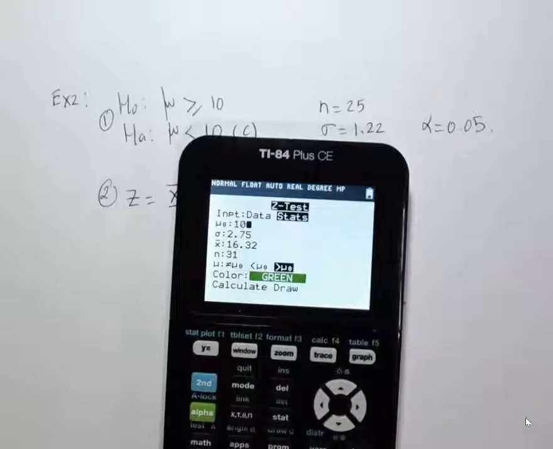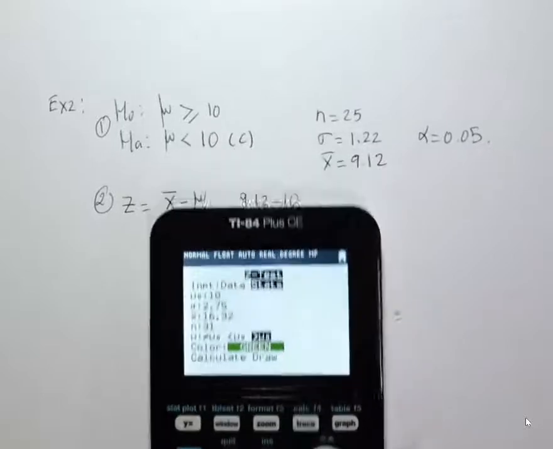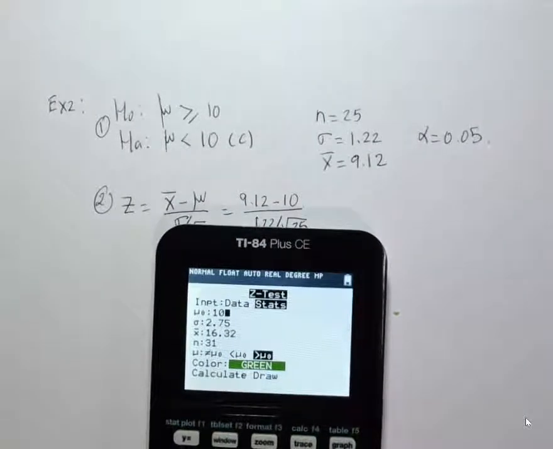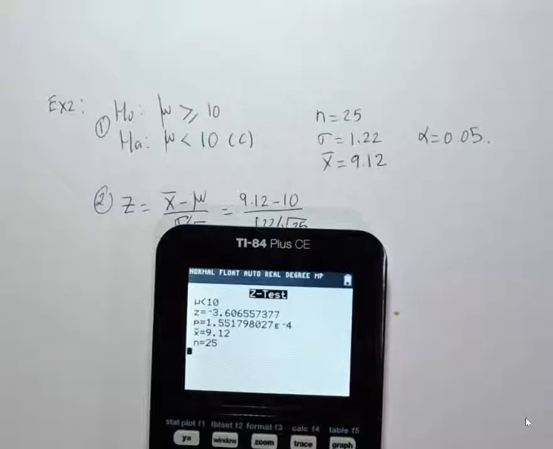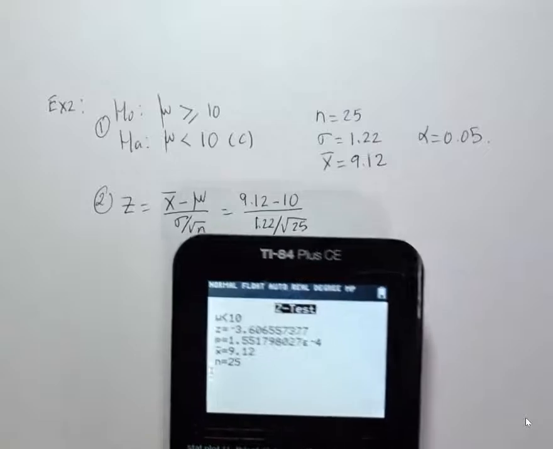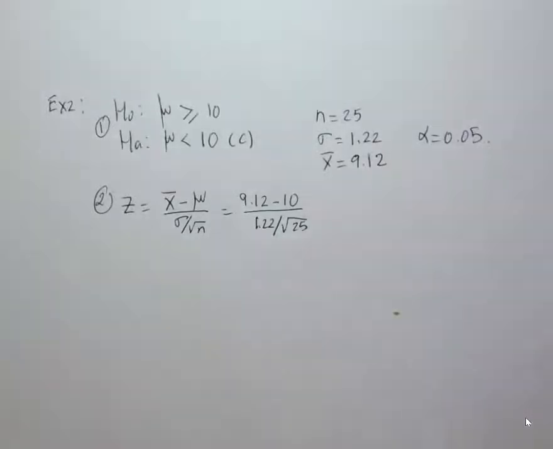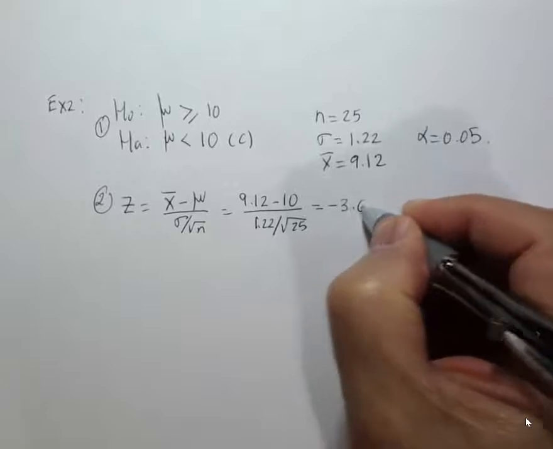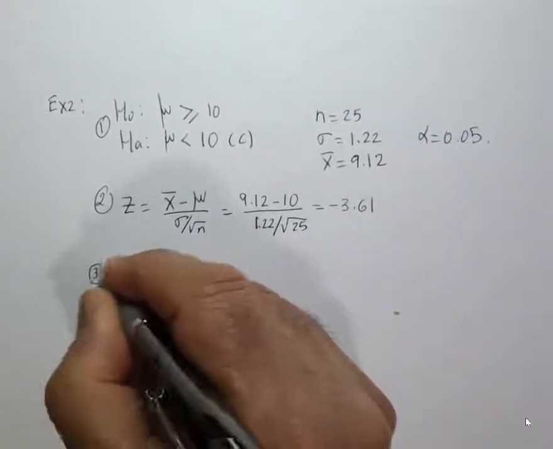So mu 0 is 10. Let me just make sure of the values. Sigma is 1.22. X bar is 9.12. And n is 25. And what would be the sign here? The sign in the alternative hypothesis is less than. All right. And then calculate: negative 3.61. Again, don't look at the p-value because I'm using a different way now. So negative 3.61.